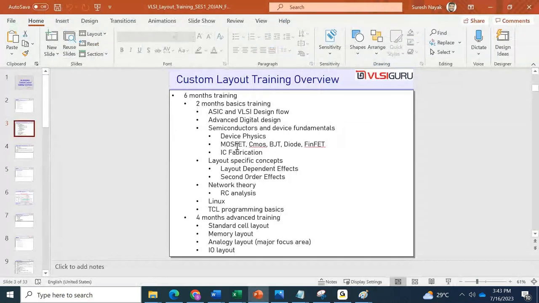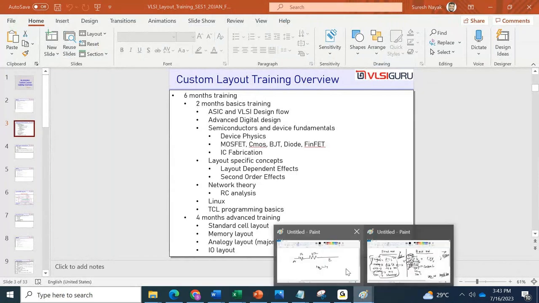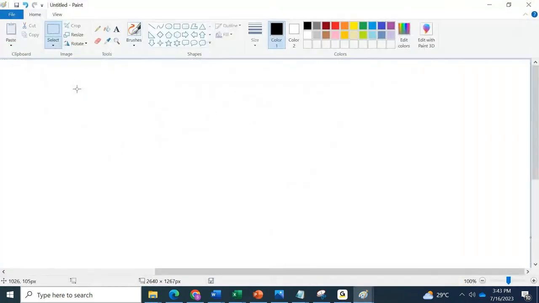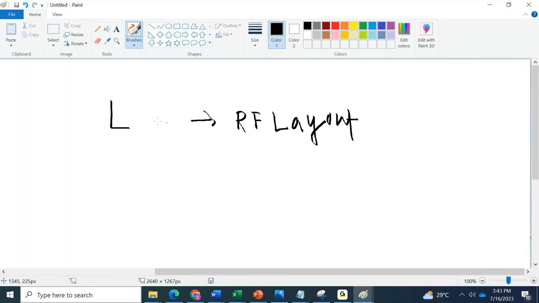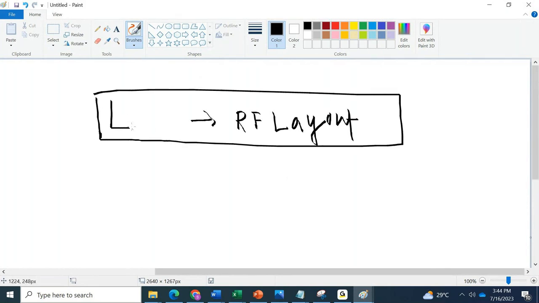MOS, so our CMOS concept. I'll just revise. Is inductance also present in the chip? You said resistance and capacitance. Yes, inductance will be there for RF layout, radio frequency level. Only inductors will have it. For other layouts, like analog layout, it will not be there. Okay, sir.